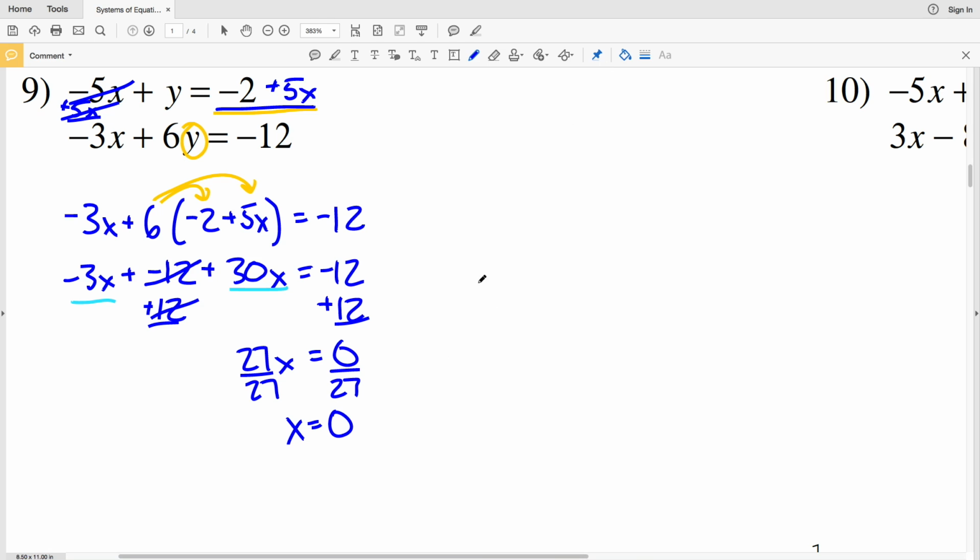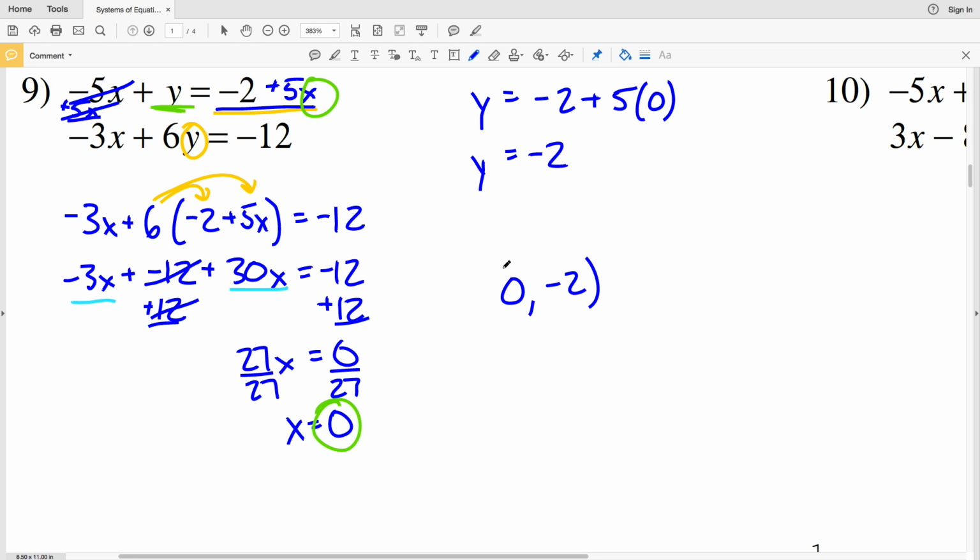So now that I know that x is 0, I'll plug that value of x in for x in my equation that's equal to y. So I'll have y equals negative 2 plus 5 times 0, which is simply y equals negative 2. So in number 9, my solution is 0, negative 2. X equals 0, and y equals negative 2.